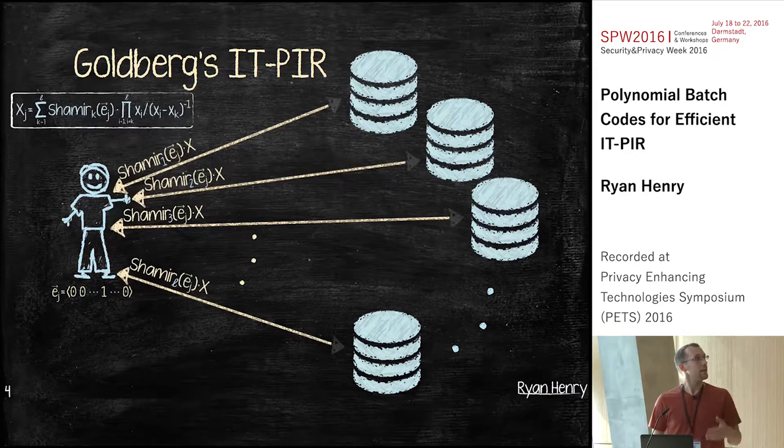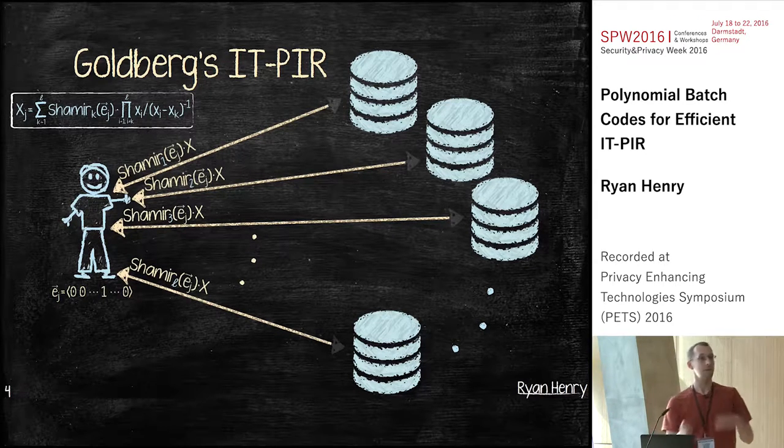And hopefully, sometime soon, because I only have 15 minutes for this talk, the servers will come back with their responses. And because everything here is linear, the secret sharing is linear, the vector matrix multiplication is linear, the user just has to do a component-wise reconstruction on the responses, and lo and behold, what pops out is the record that the user was after.